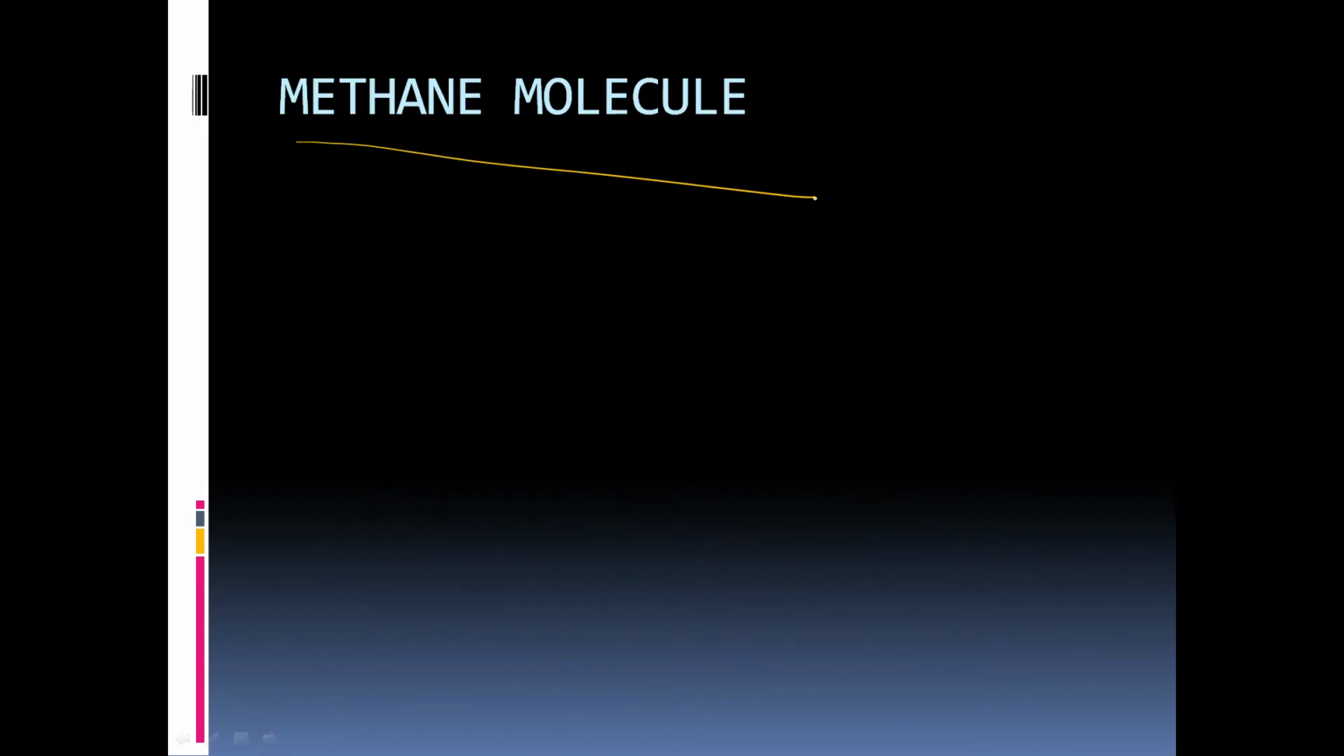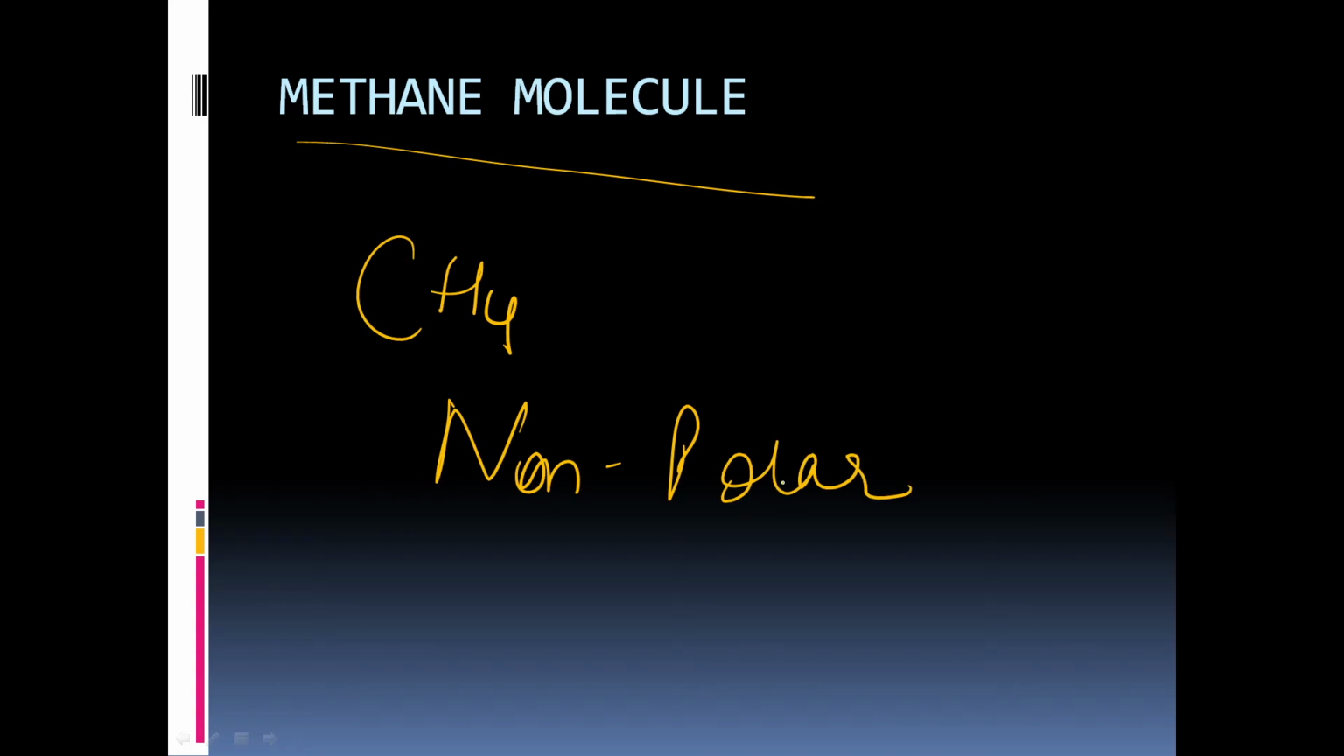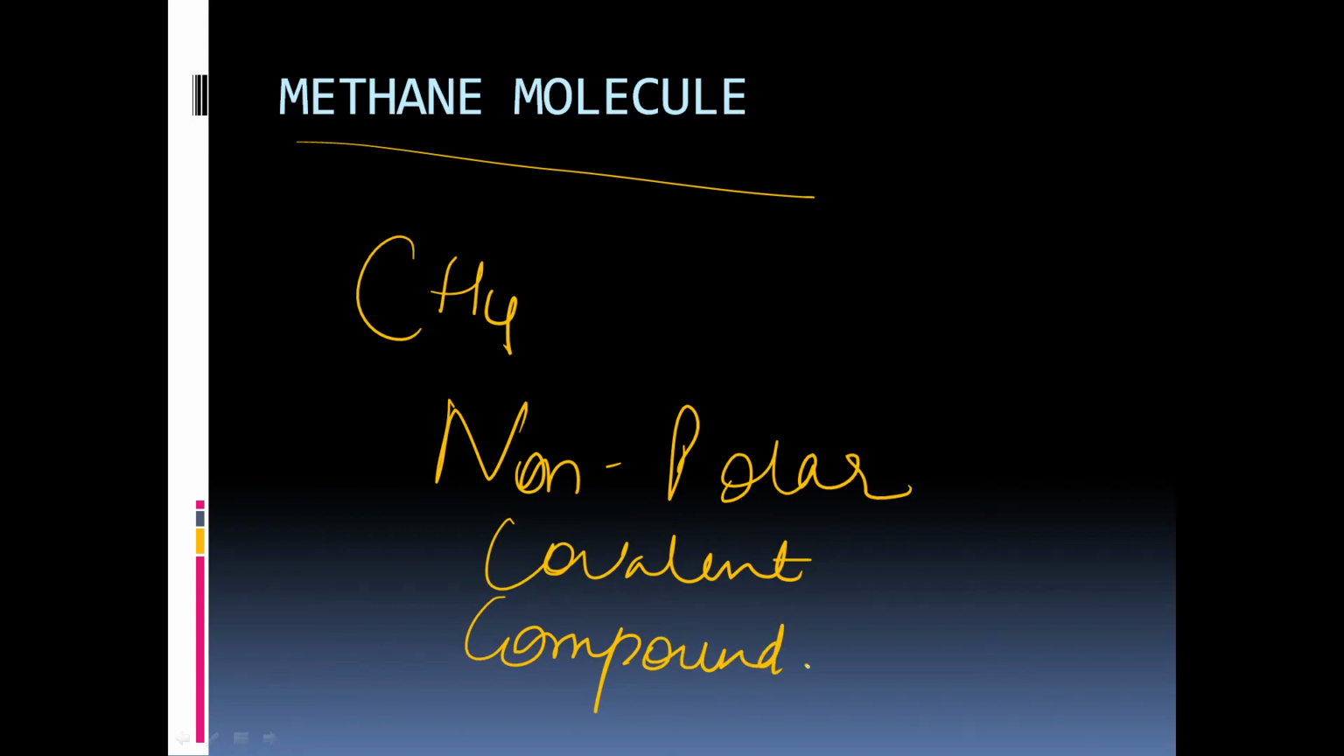Now let's move on to methane. Methane is CH4, right? And again I'm telling you, methane is a non-polar covalent compound, right? It is a non-polar covalent compound. Now how does the molecule form itself? I'll show you. Just wait.